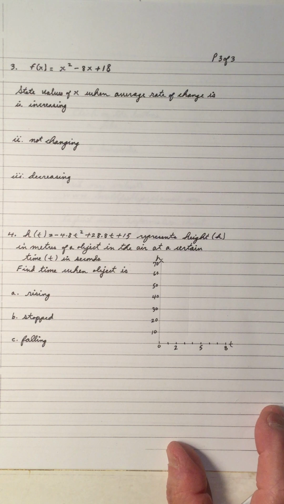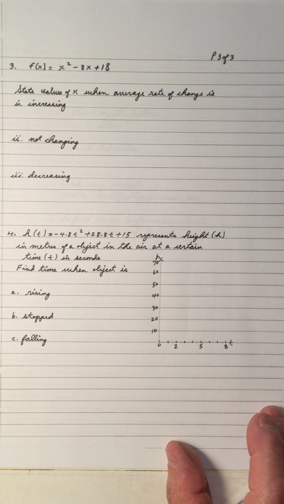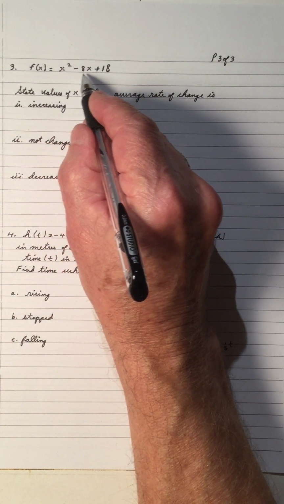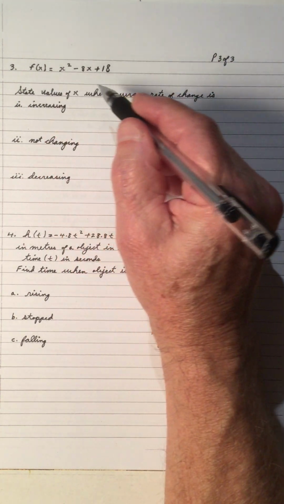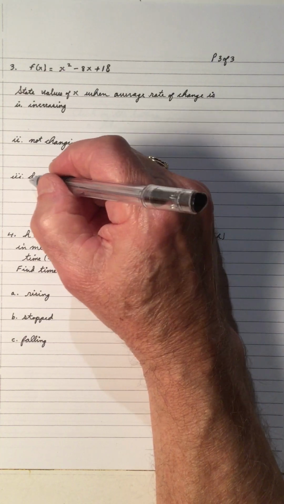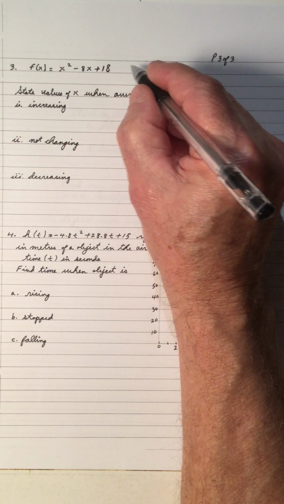Okay, let's look at another one. The more you do, hopefully the more it will help you understand. f of x equals x squared minus 8x plus 18. And it says state the values of x where the average rate of change is increasing, not changing, decreasing. So to find that, we need to look for its vertex.